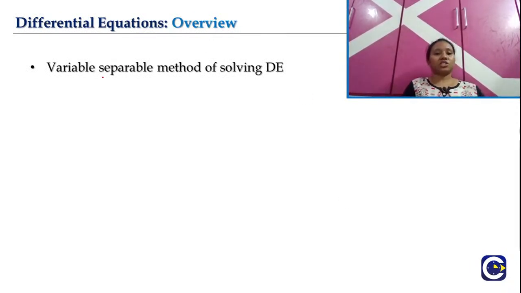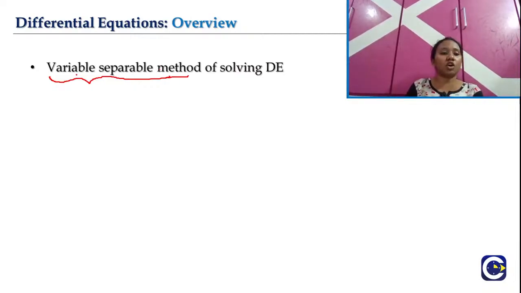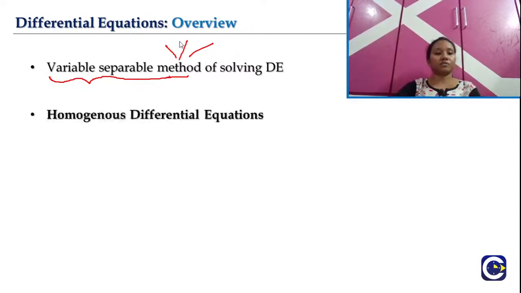In our previous session, as I mentioned, we started dealing with the methods of solving differential equations, in which we discussed our first method, that is the variable separable method. In this method we had 3 different forms of equations, and we discussed each of these forms in detail and did questions related to each type of equation. We finished that in our previous session.